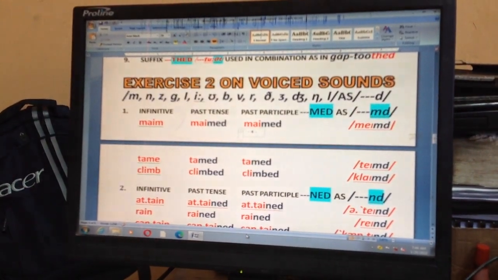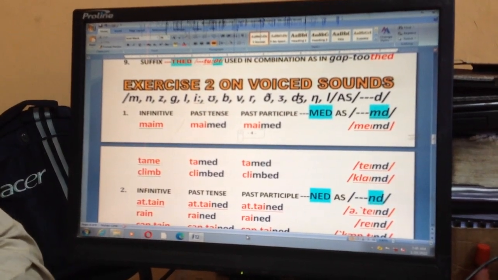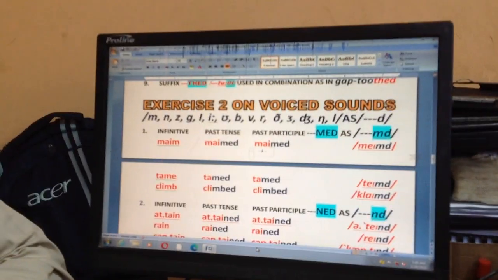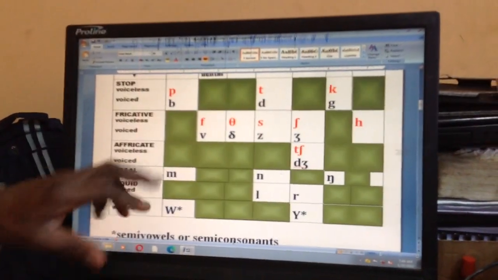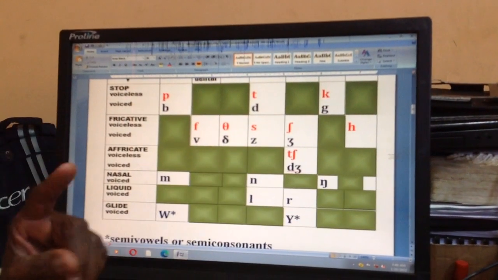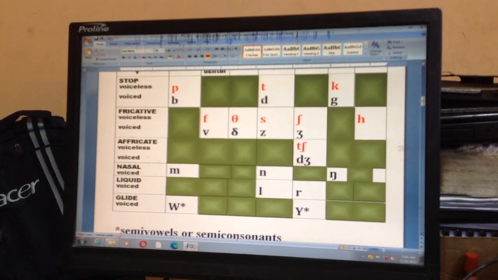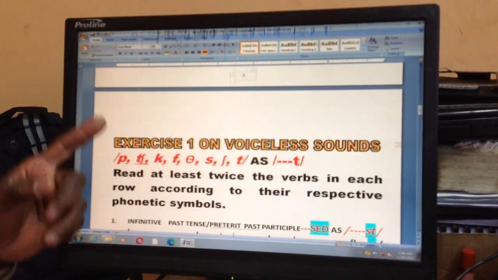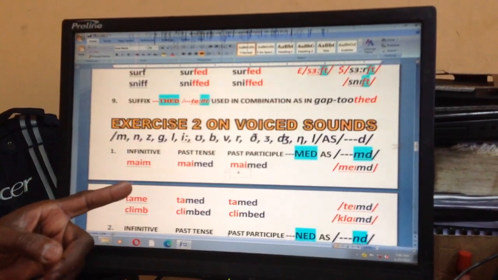We are through with the voiceless sound being followed by ED. We now go to the voiced sounds that are also going to be followed by ED. In this case now, because they are voiced, you look at this chart at your own pace. All those in dark blue are voiced. If you attach to them ED, the suffix ED, they will give you the sound. D would be there at the end. So let's see how it goes.